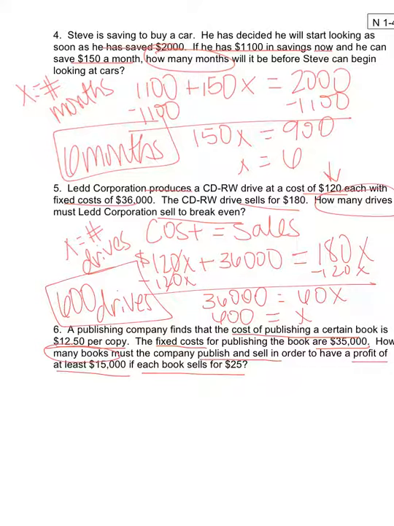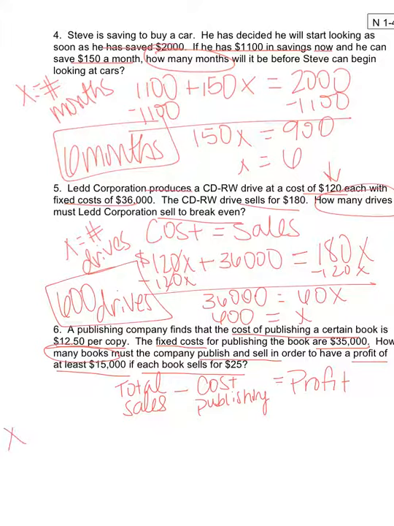So in order to figure out profit, there's a formula for it. You're going to take the total sales and you're going to take away your cost, in this example, of publishing. That should give you your profit. Okay, so in this example, we're looking for the number of books. So I'm just going to use x for the number of books.